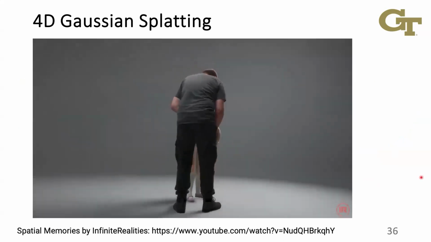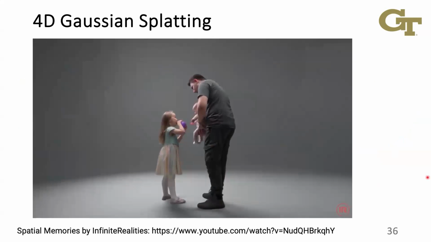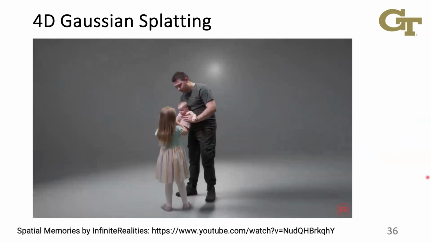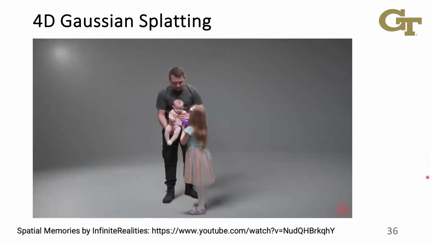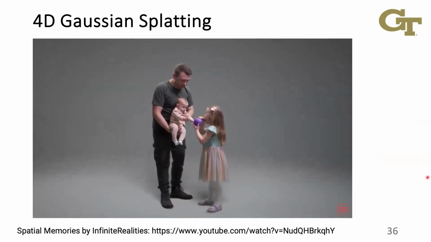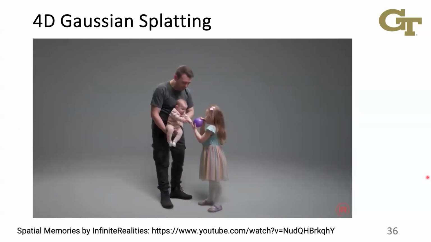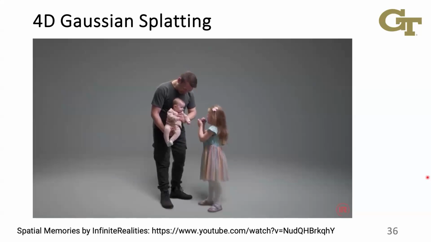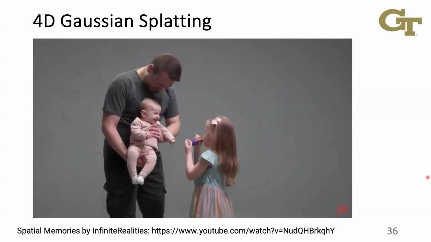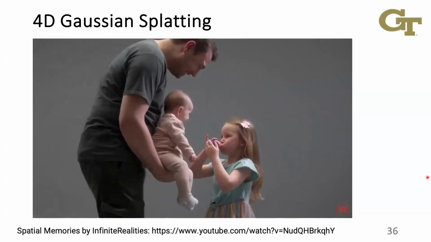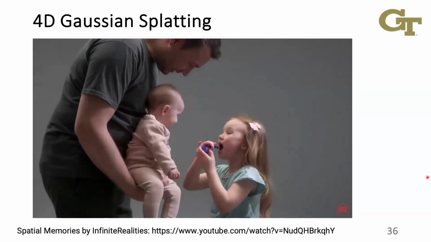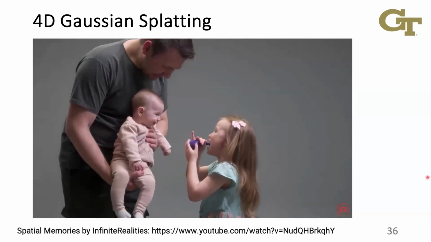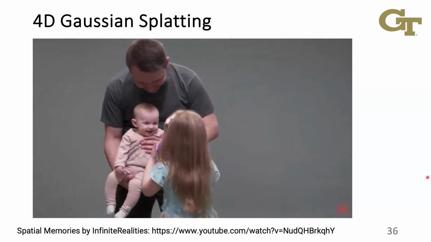And kind of as a last thing, I just wanted to show you this very cool demo as we are wrapping up. They published something called 4D Gaussian splatting in a follow-up paper. And this is not from that paper. This is actually an industrial application where some company called Infinite Realities bought the software license to 3D Gaussian splatting and 4D Gaussian splatting. And what they are doing here is essentially something called spatial memories. And this is in real time.